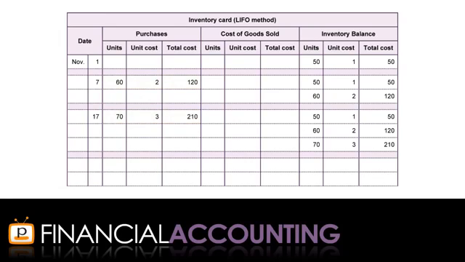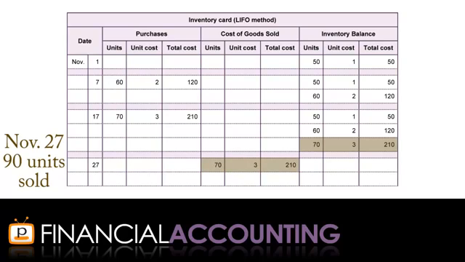We can see the inventory balance after these two purchases records a separate line for each unique unit cost of inventory. On the 27th, 90 units of the inventory were sold. Under LIFO, we assume that these items sold were the ones from the most recent purchase, which was the 70 units at $3 each. So we record 70 units at $3 each in the cost of goods sold columns. We assume the remaining 20 units sold were from the next most recent purchase at $2 per unit, and record this on a separate line in the cost of goods sold columns.